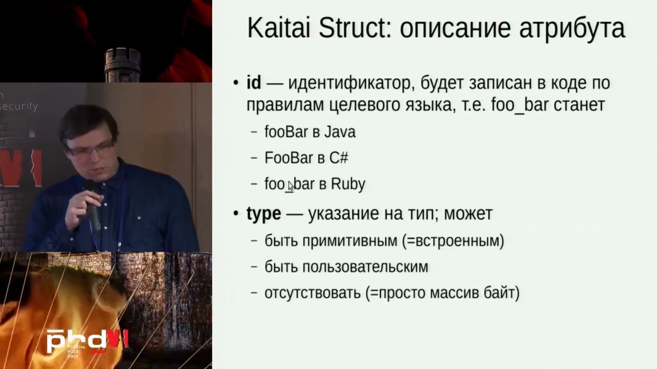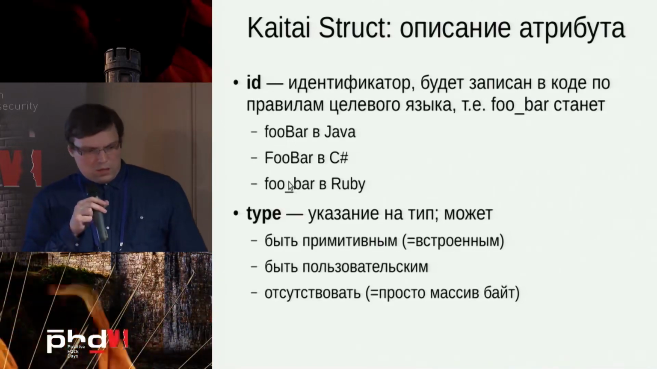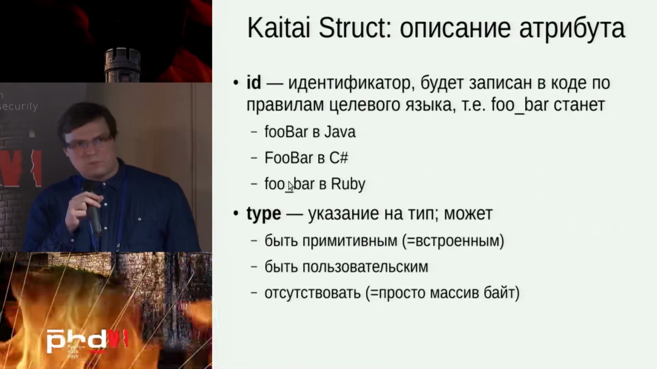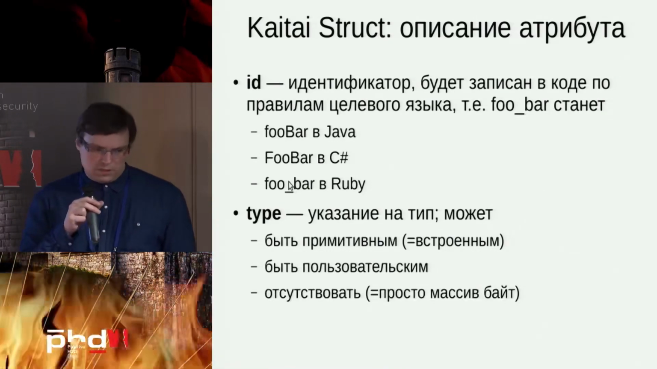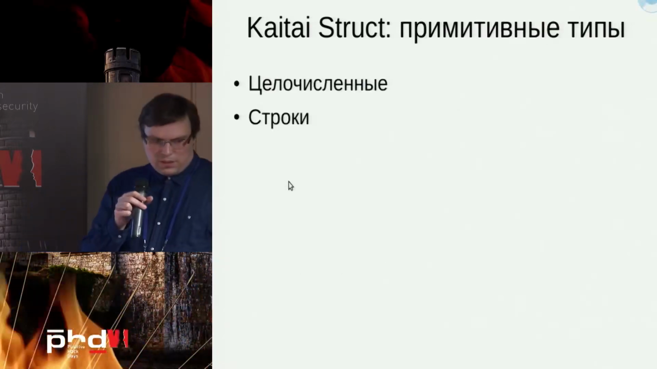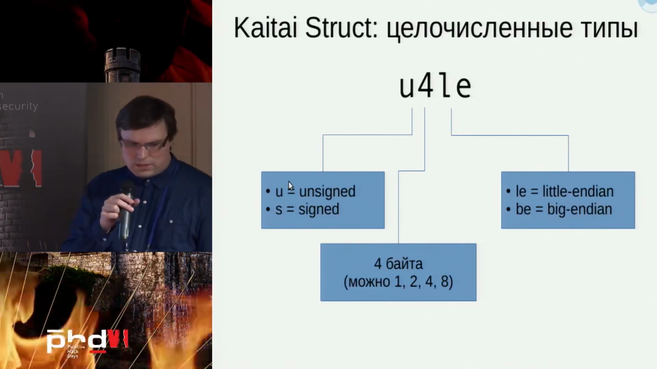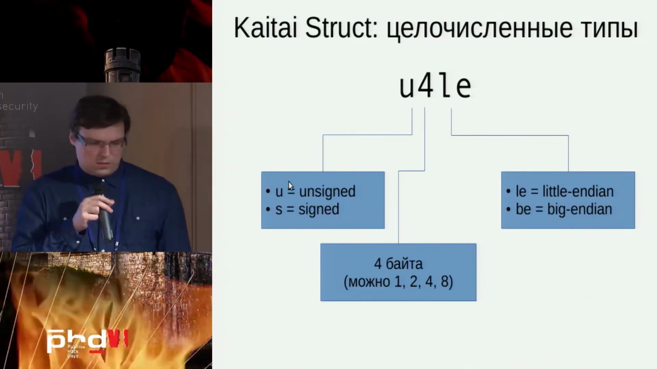And there's a type. It's a type indication. It can be primitive, that's embedded. It can be user-defined, or it can be absent. In this case, it'll be considered to be a byte array without any interpretation. The primitive types are integers or strings.